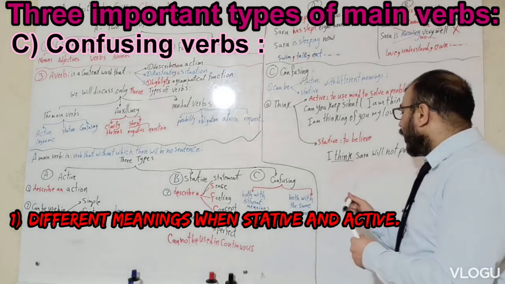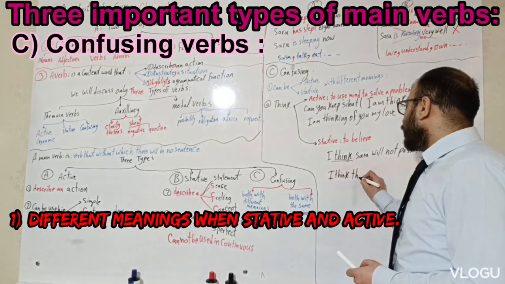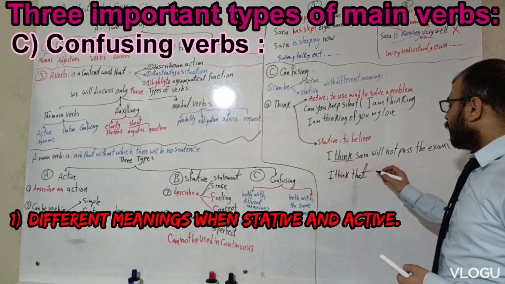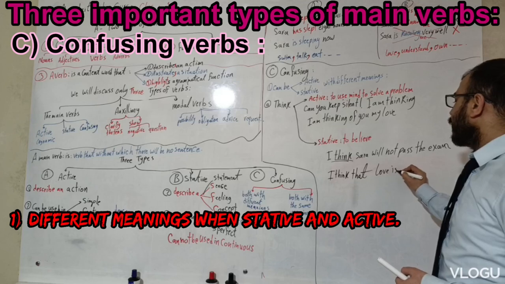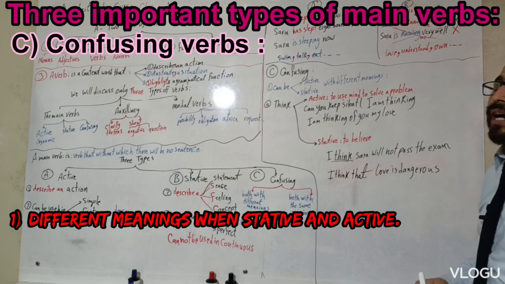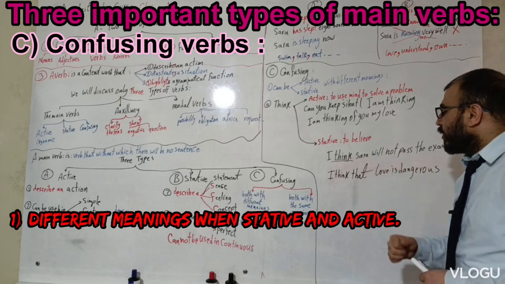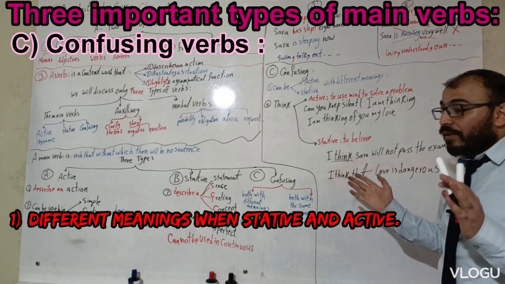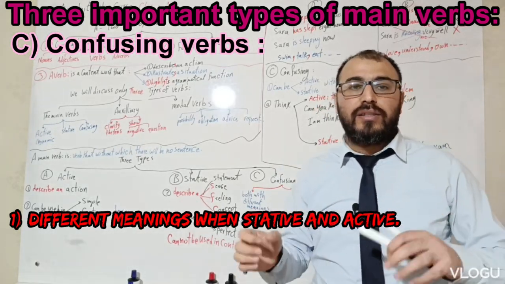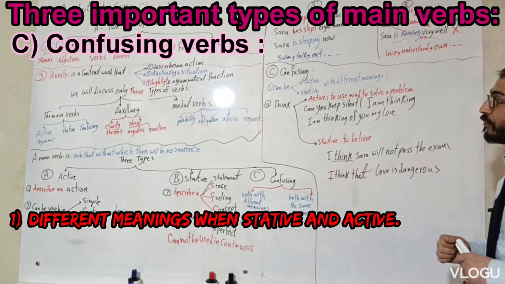In here, I can say, I think that love is dangerous. I think that aliens exist. And the other examples. In here, my friends, the verb think means I believe in my heart this is true, or in my opinion, something is true.